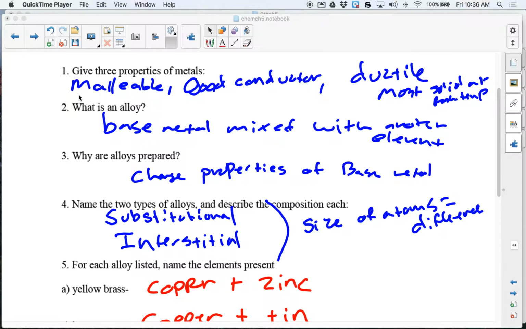In substitutional, because they're mostly the same size, they will substitute for the atoms, and in interstitial, they go in between. I guarantee that is something that you will have to know for the test tomorrow.